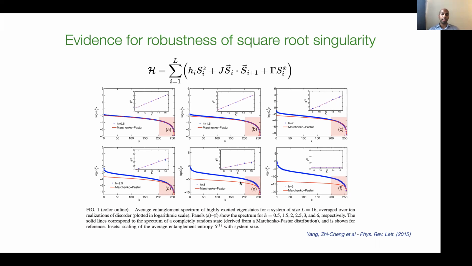So that tells us that this might be one universal aspect of ergodic systems, in that the square root singularity tells you that you're in the ETH phase and you're in an excited eigenstate of the ETH phase. But then how valid is this in constrained systems? Does this continue to hold in constrained systems? And as we will show, this can actually change in constrained systems.